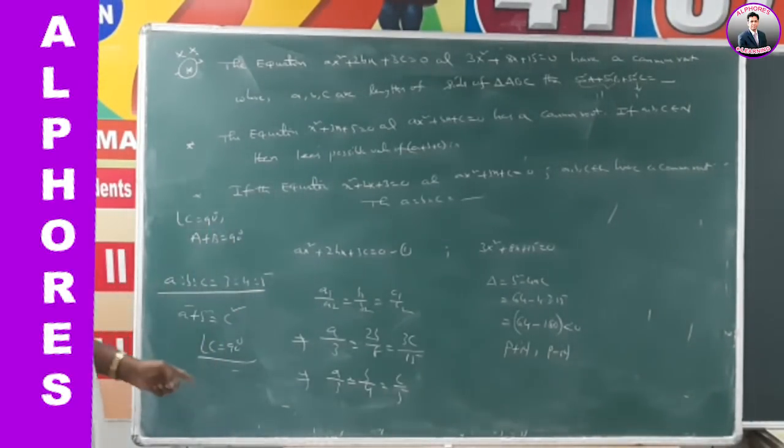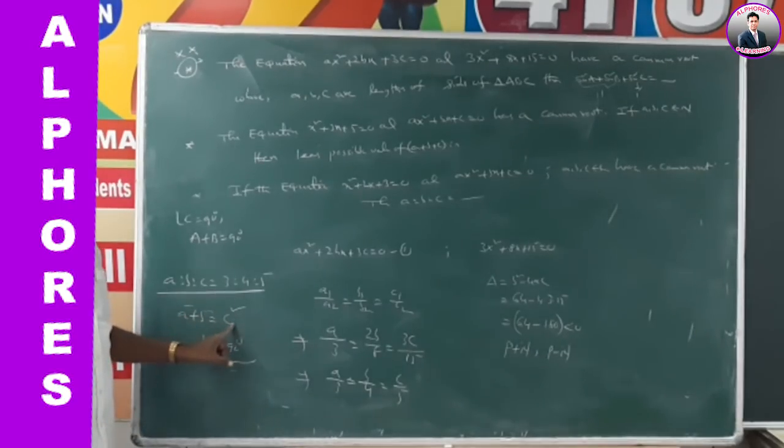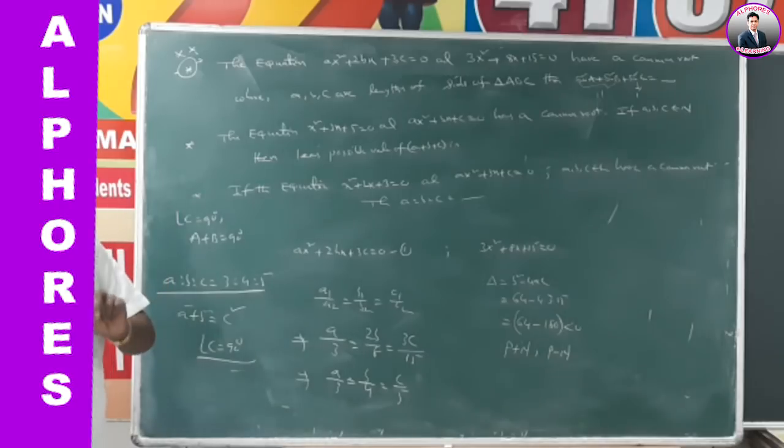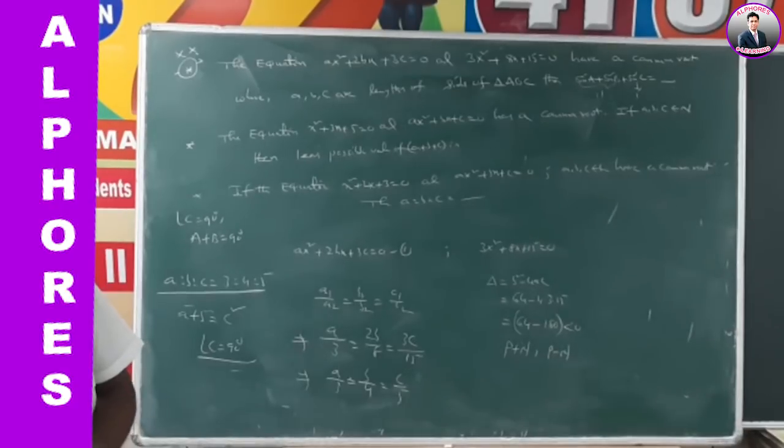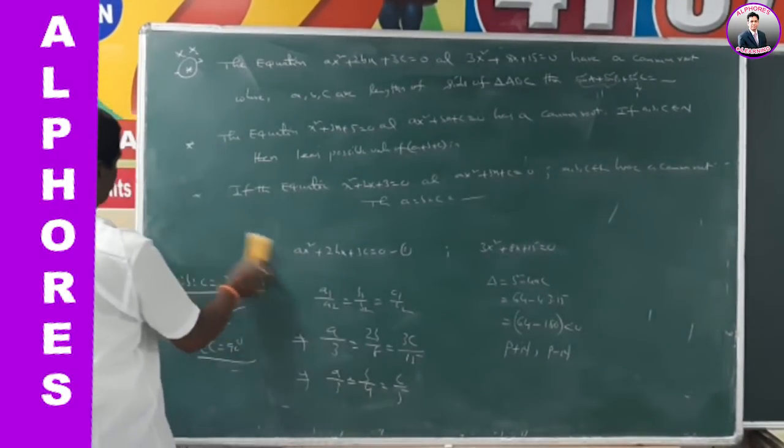If a square plus b square is equal to c square, then it is a right angle triangle, angle C is 90, A plus B is equal to 90. If A plus B is equal to 90, sin square A plus sin square B is equal to 1. So, 1 plus 1 means the final answer is 2. Okay. Next, the second one.